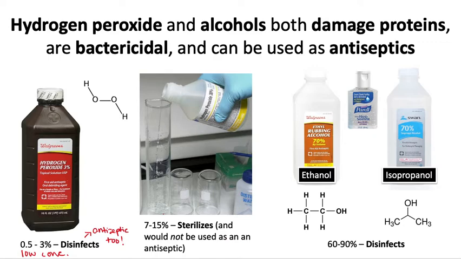High concentration hydrogen peroxide cannot be used as an antiseptic because it's really toxic at high concentrations. A high concentration would be about 10% H2O2.